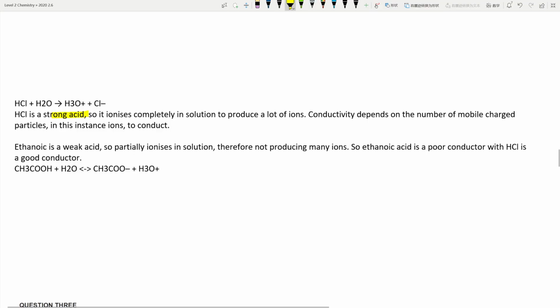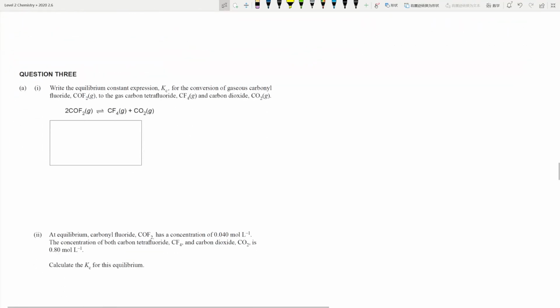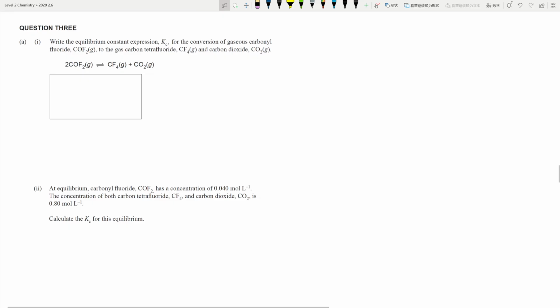So strong acid completely dissociates, producing lots of ions, and then conductivity depends on the number of free moving ions, and therefore it's a good conductor. Whereas the other one, weak acid, partially dissociates, therefore not many ions, therefore it's a poor conductor. Very straightforward. Once you know what you're doing, the standard is really forgiving, if you ask me. So yeah, next one. Next one looks like a Kc expression.